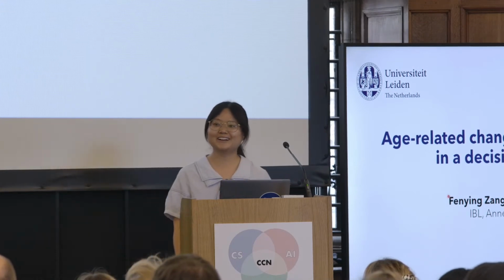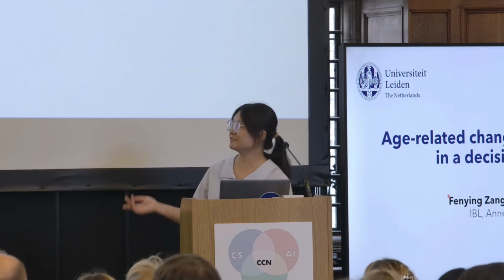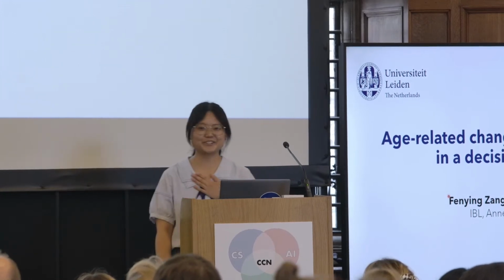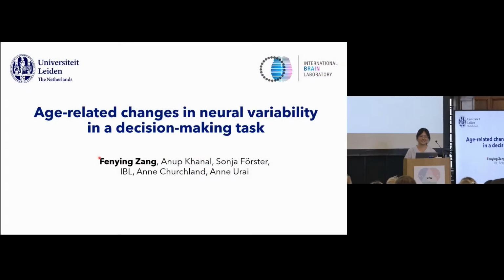Hi everyone, I'm Fenying Zang, a first-year PhD student from Leiden University. It's really a great honor for me to be here to introduce our project, Age-Related Changes in Neural Variability in the Decision-Making Task.